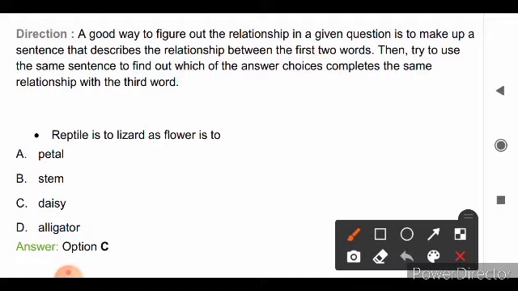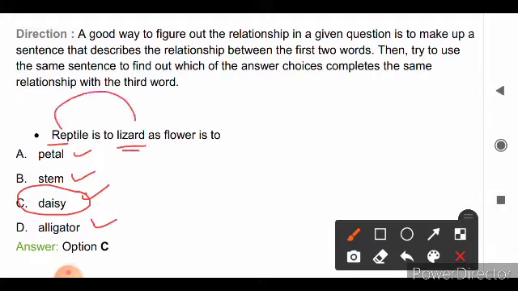So, lizard is a type of reptile. Petal is a part of a flower. Stem is also a part of a flower. Daisy is a type of flower, and alligator is another type of reptile. So the right answer of this question is option C, daisy, as lizard is a type of reptile, like that daisy is a type of flower.